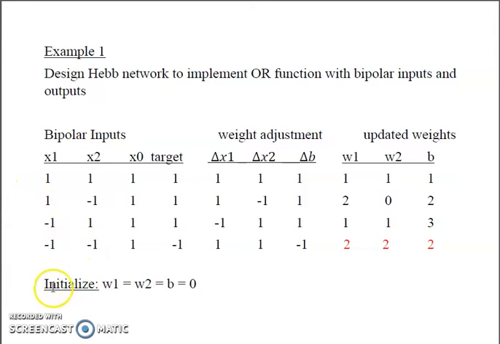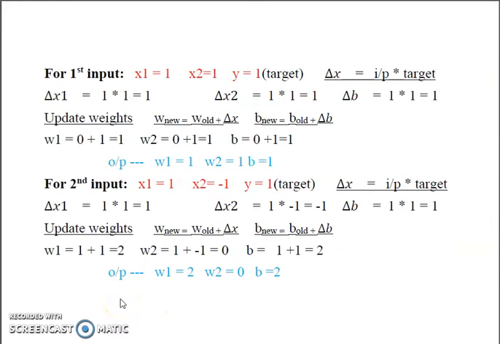So first we are going to initialize the weights and bias to 0, that is W1, W2 and B are set to 0. That is the first step. Next, you take the first input, that is x1 is equal to 1, x2 is equal to 1 and y is equal to 1, that is the target value. The formula for calculating delta x is input into the target. So if we want to calculate delta x1, what is the input? That is 1. So 1 into the target 1 is equal to 1. In a similar manner, you calculate the delta x2 value and the delta b value with the corresponding input values of x2 and of B.